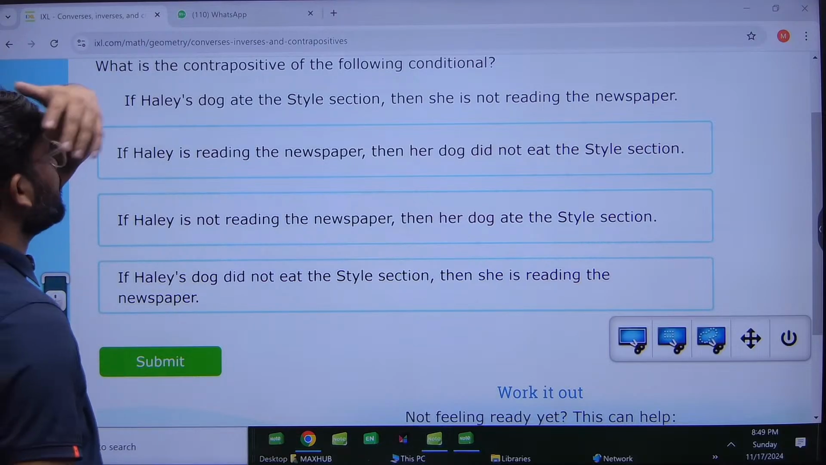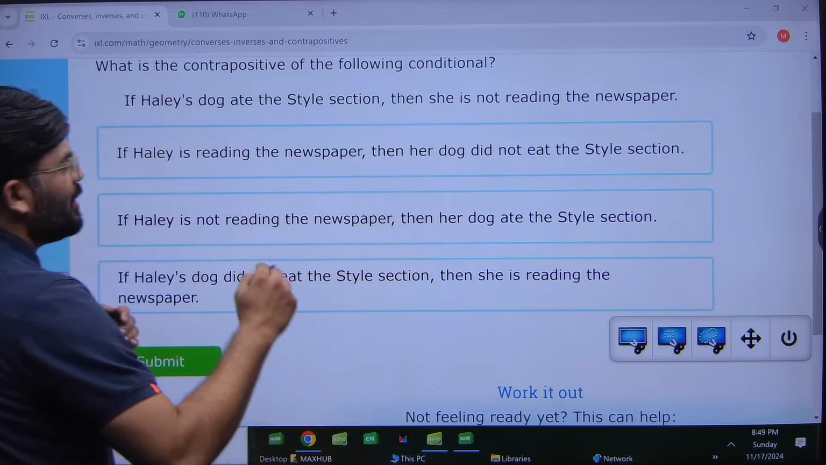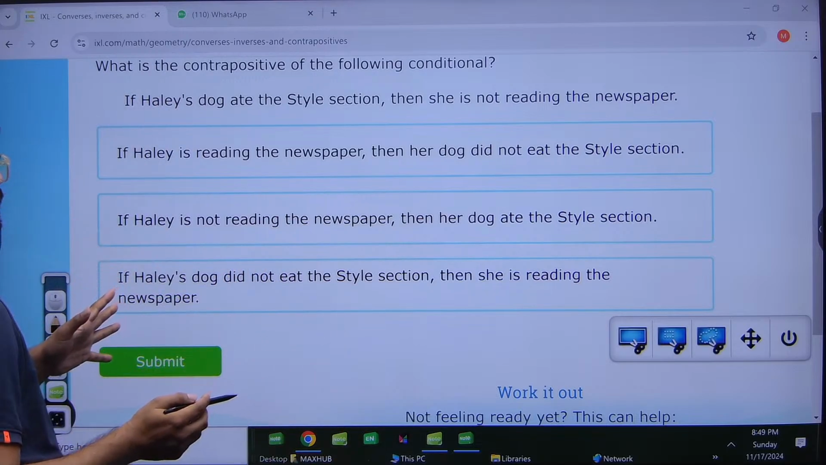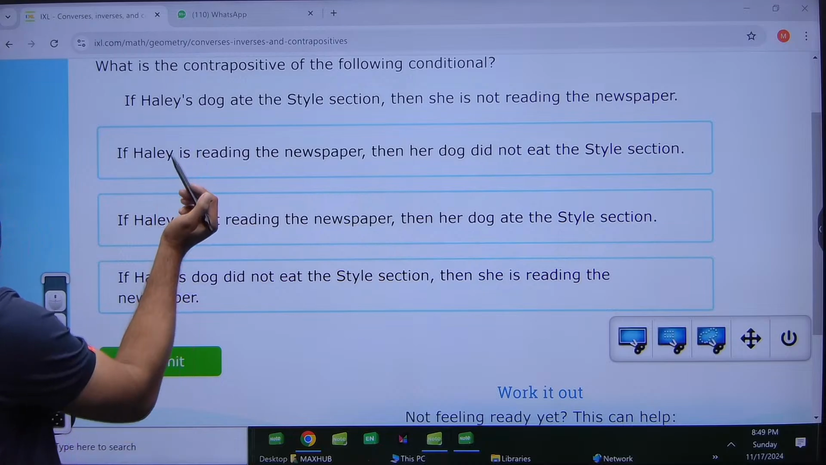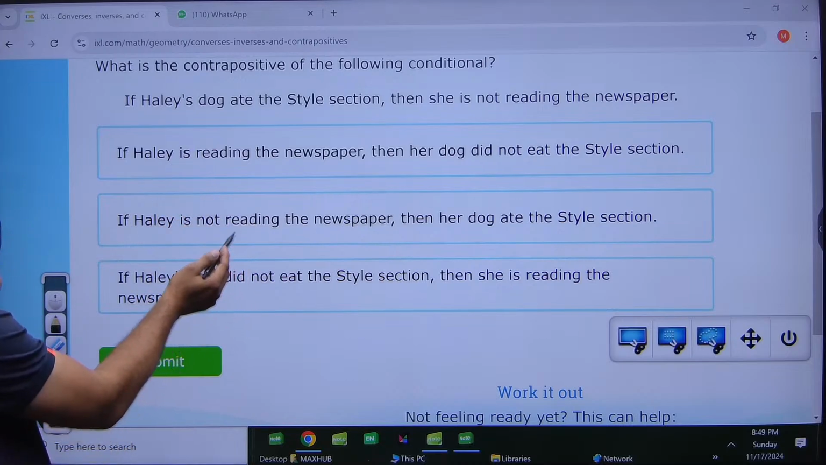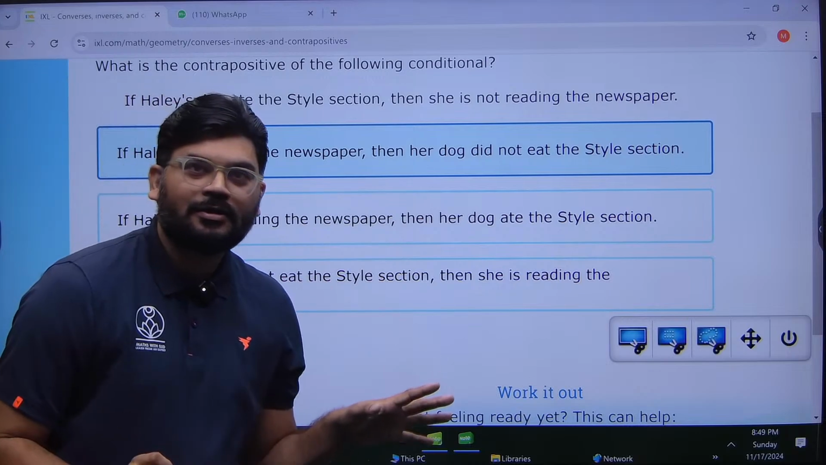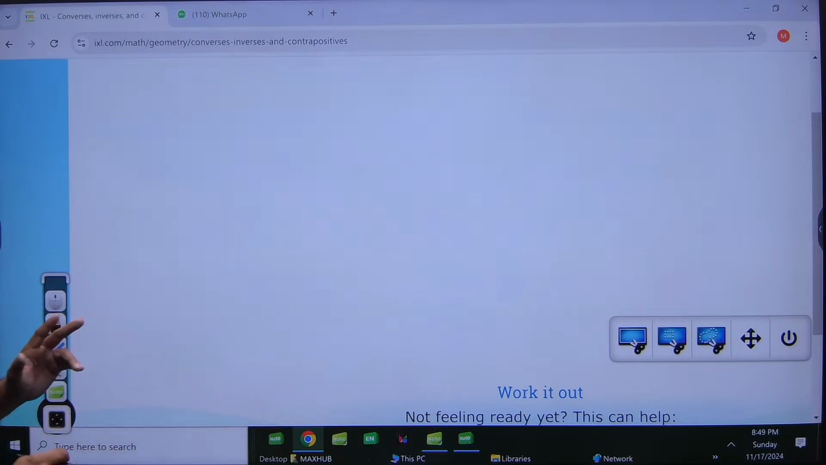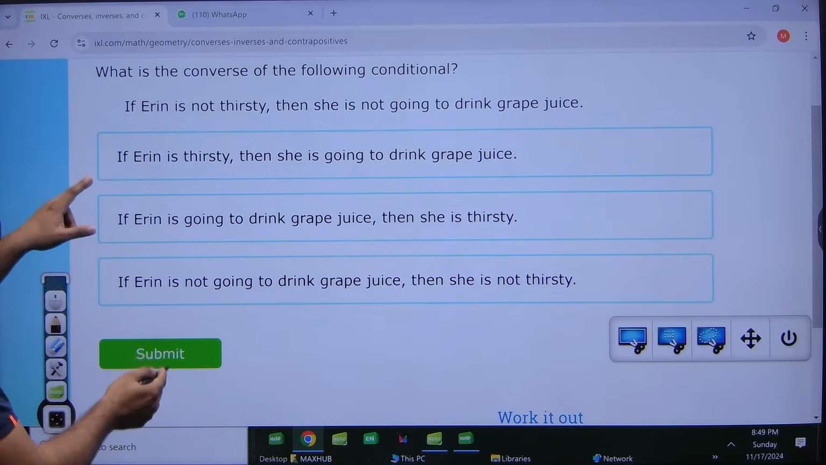So if we switch, then we will say that she is not reading the newspaper means she is reading the newspaper. So here she is reading, here she is not reading. So this is the only option that we will get. Are you getting it? Yes, sir. Okay, as per my logic, I see this. Okay, well done. Good start. Let us go with the next question.